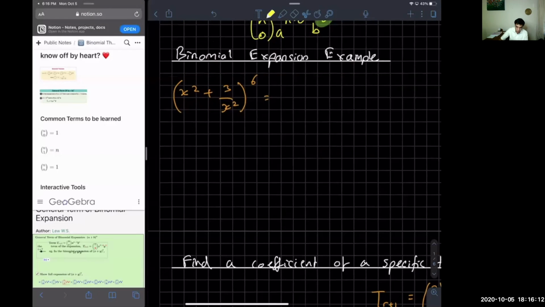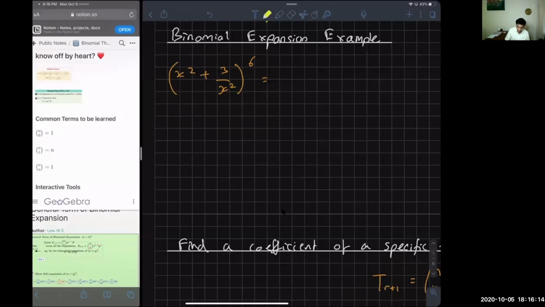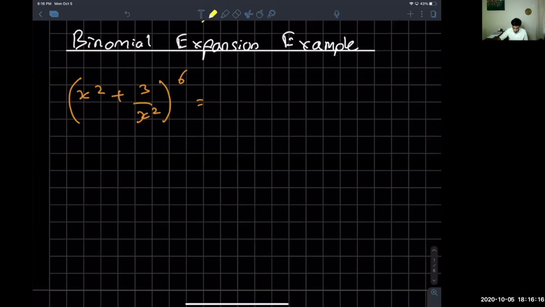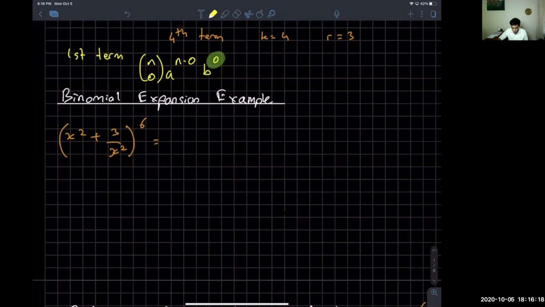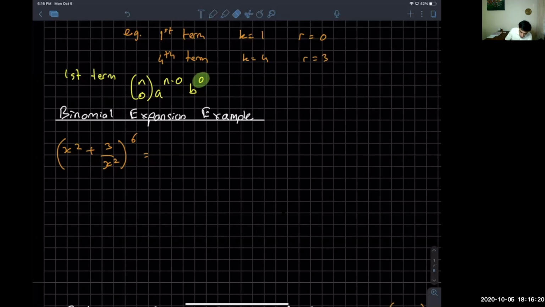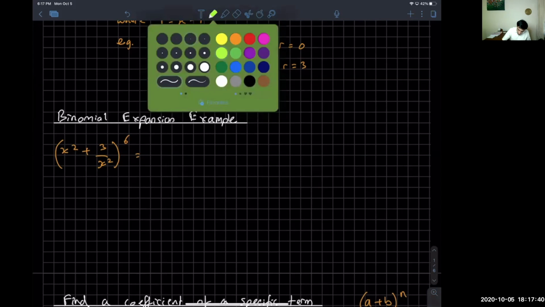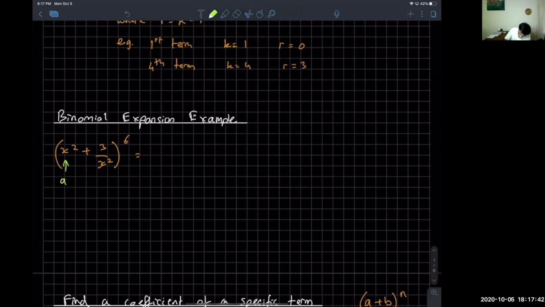Okay, so I want you guys to do this one out on paper. Just take 2 minutes to do this on paper using the formula above. The first thing to know is that this is equal to a and this is equal to b. So a is equal to x squared and b is equal to 3 over x squared. Okay, so let's use this formula together.